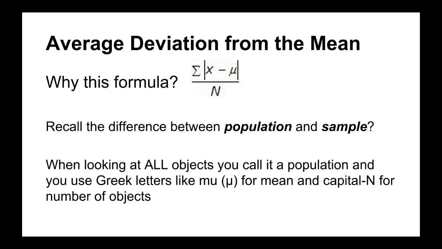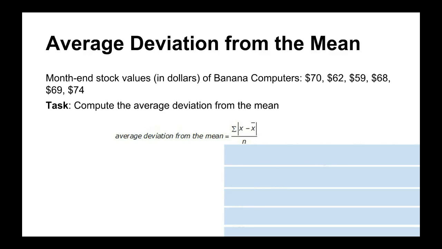Remember that we have a difference between the population and the sample. The population means that you're dealing with every single object, while the sample only deals with those objects that you actually took a look at. Sometimes you are able to take the entire population and apply statistics to it, but more often than not you're working with a sample of that population. So if you're looking at the population, you tend to use Greek letters like mu or capital N for the number of objects.